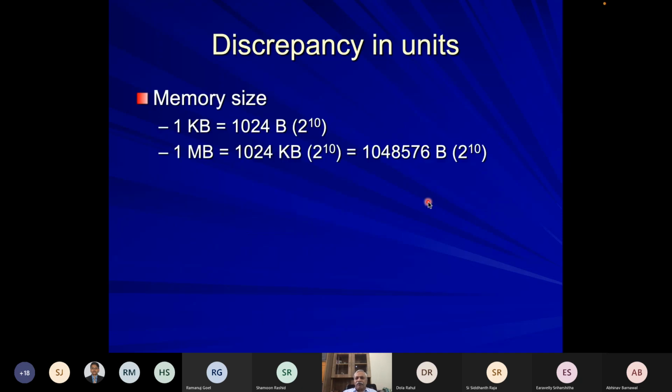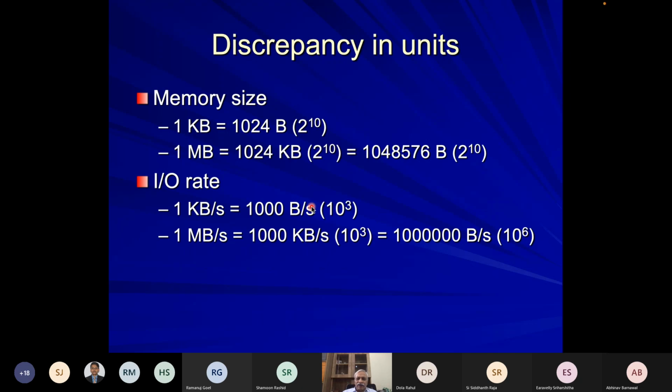There could sometimes be discrepancy in units. You know, in memory, invariably, when you talk of 1 KB or 1 MB, we are talking of 2 raised to power 10 or 2 raised to power 20, which is not exactly 1,000 or 1 million. It's a little more, as you can see here. In IO, you might often talk of 1 KB per second, 1 MB per second for exactly 1,000 bytes or 1 million bytes. Okay. So unless specified clearly, there is room for some discrepancy.